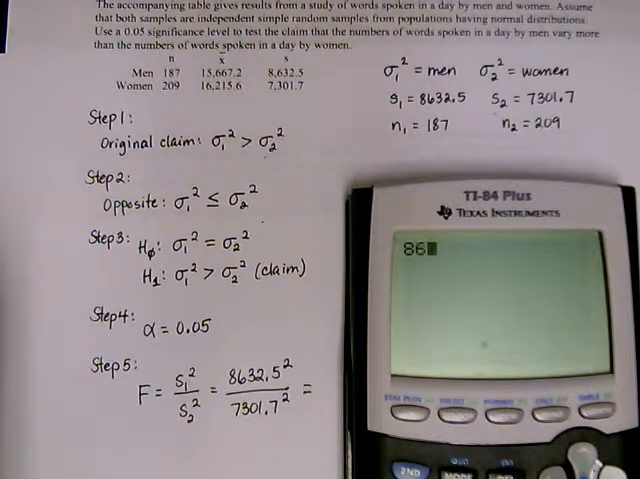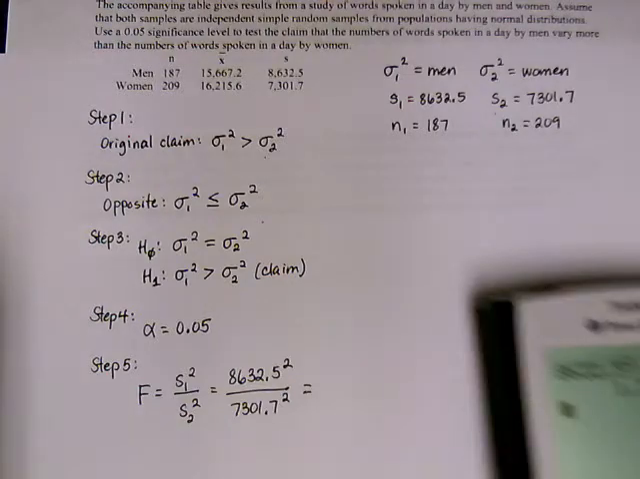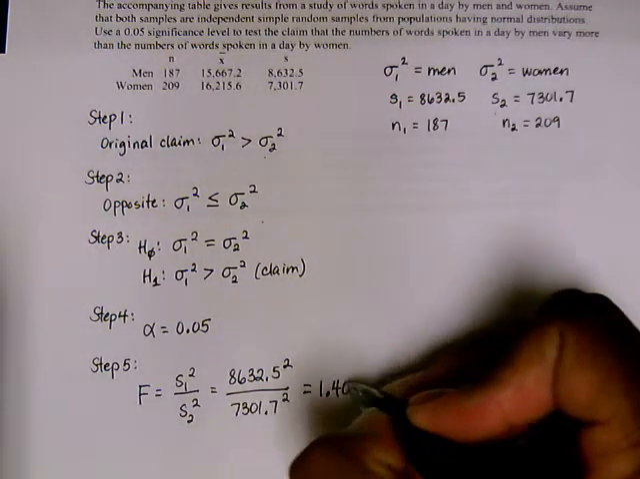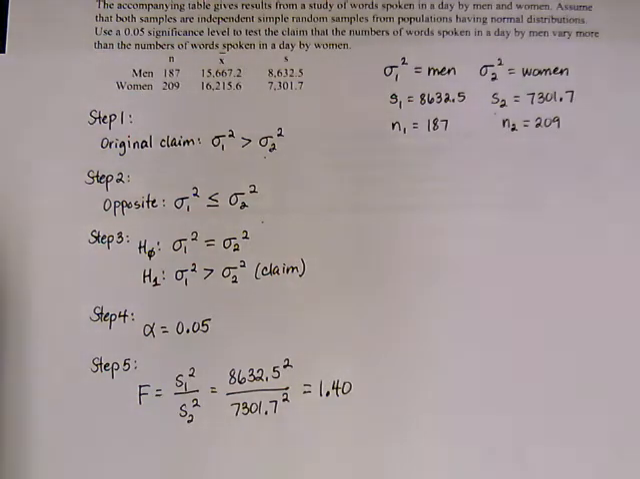Okay, so I type in 8,632.5 and then x squared divided by 7,301.7, and then x squared just squared. Then hit enter. And we get 1.397736168. To 2 decimal places, I will say 1.40. So the test statistic here is 1.40.